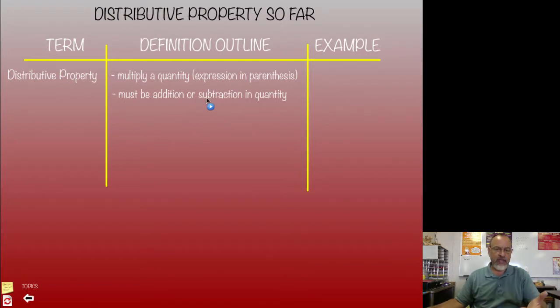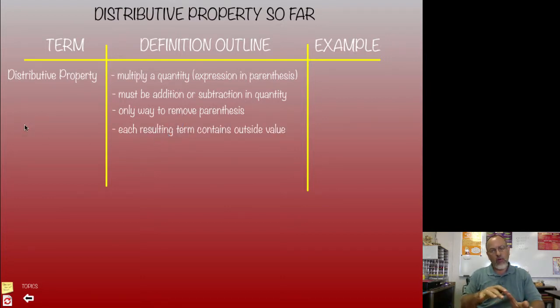The expression inside is either subtraction or addition. We talked about the distributive property being the only way that we can remove parentheses from an expression. We talked about how when we distribute, each resulting term then contains that number that's on the outside. It's now a factor of these new terms, and because of that, we're able to use the distributive property in reverse to factor out that number that was multiplied in. So those are some of the things that we've looked at so far.